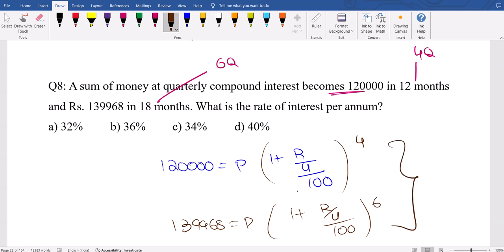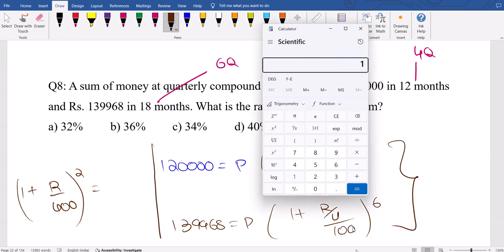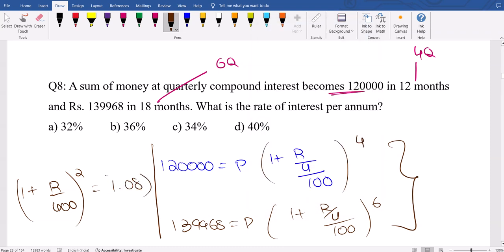So dividing these two equations, P gets cancelled. We'll get on the right hand side 1 plus R by 400 whole square. This one you can use a calculator. This will become definitely some perfect square related stuff. 1,39,968 divided by 1,20,000 is 1.16664. That is actually 1.08 square. So R by 400 equal to 0.08. R equal to 400 into 0.08 means 32. Answer is 32.